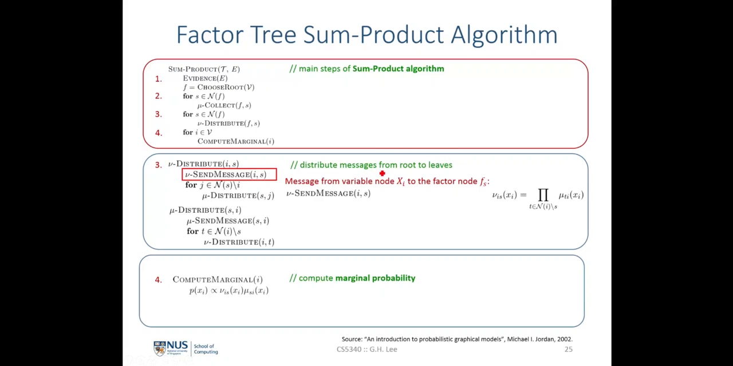Now suppose that we have the root node as xi, a random variable node xi over here. We'll pass the message downwards towards the factor node fs, and this is denoted by the message of a random variable towards the factor node, denoted by mu xi to fs over here. This is what we have seen earlier, as a function of xi.